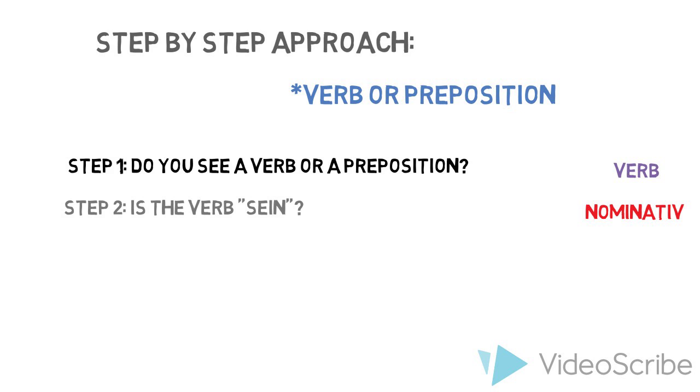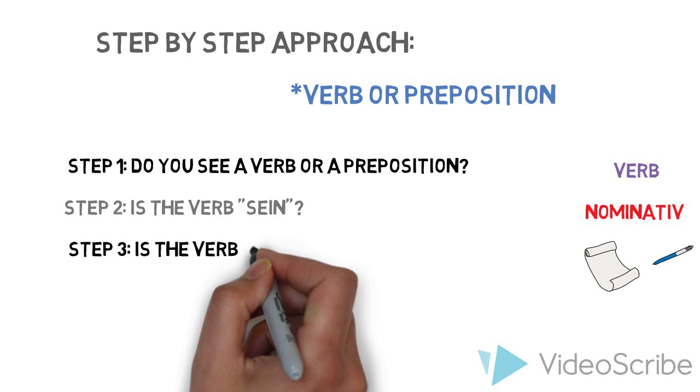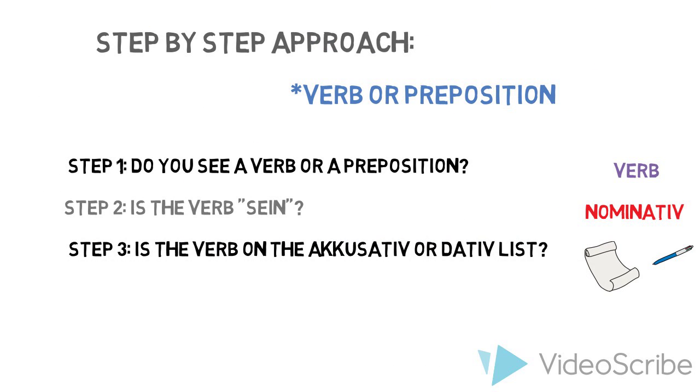Now, there is a bunch of verbs that always decline in accusative, and there is another bunch of verbs that always decline in dative. Always. These verbs are already classified on the lists added in the description of this video, so be sure to check them out. Step number 3: is the verb contained in any of these lists? If so, go no further. You know which declension applies. Now, if the verb doesn't appear on any of these lists, we continue to step number 4.